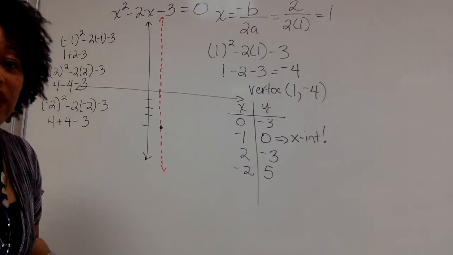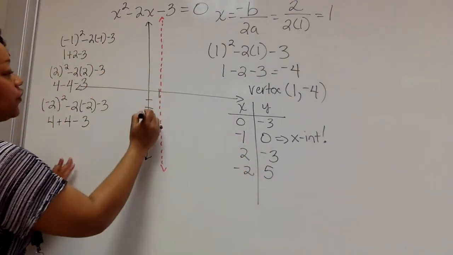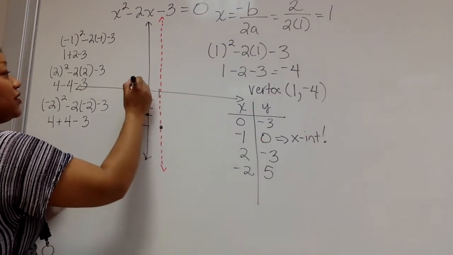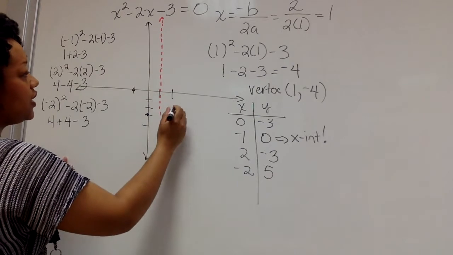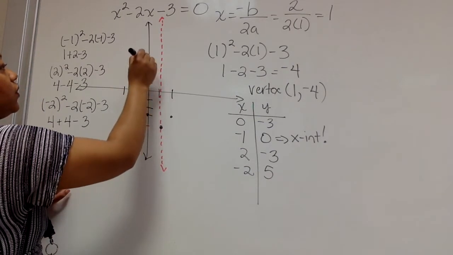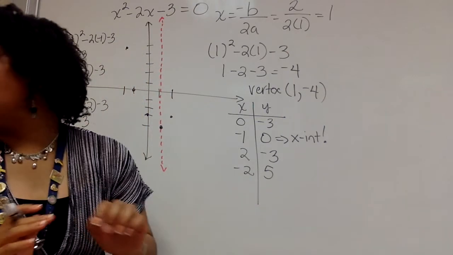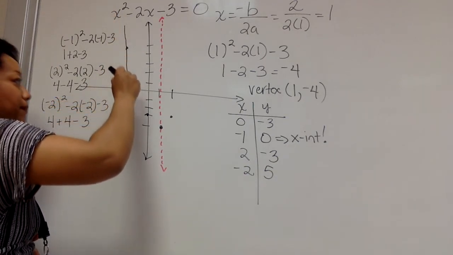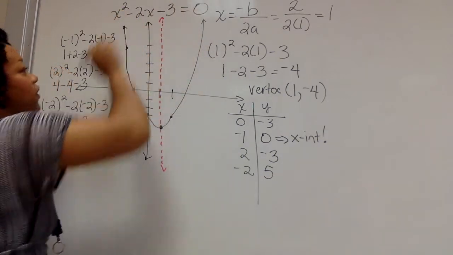Let's go ahead and plot it real quick and finish this up before the video ends. So I have 0, -3. Come on, you guys, plot with me. -1, 0, so that's over here. 2, -3, so that's over here. And then I have -2, 5, right up here. So there are my points. So we're going to put them together, and if I'm moving too fast, then just catch up. And then we go back up, and there's your parabola.